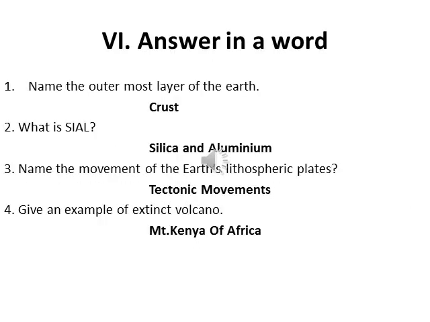Then answer in a word. Name the outermost layer of the earth. Crust, the outermost layer. Then mantle, the middle layer. Then core, the innermost layer. So the outermost layer means crust. Then second, what is Sial? Sial means silica and aluminum.